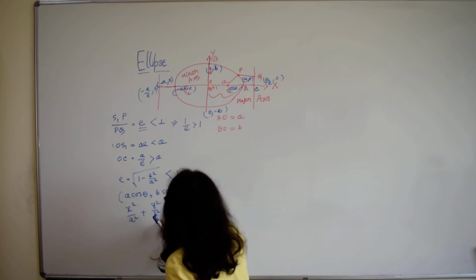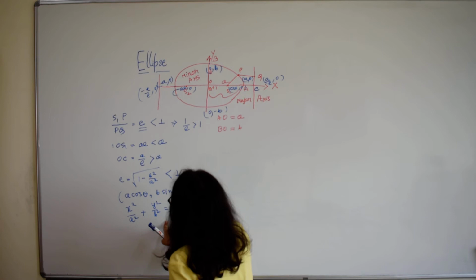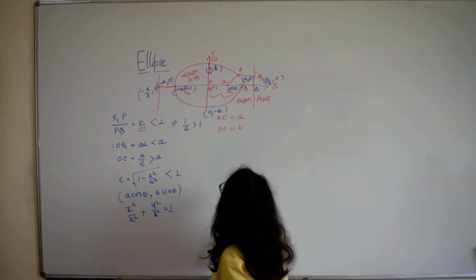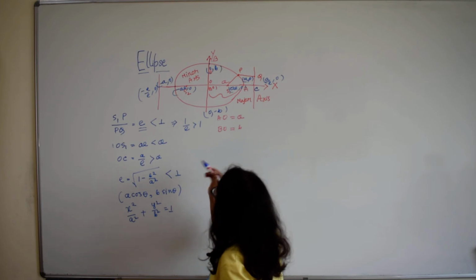Here we will get sin square theta. So we will get cos square theta plus sin square theta, which will always be 1. Hence this parametric form solves this equation. So for the general form of ellipse, we can get this standard definition and formulas.